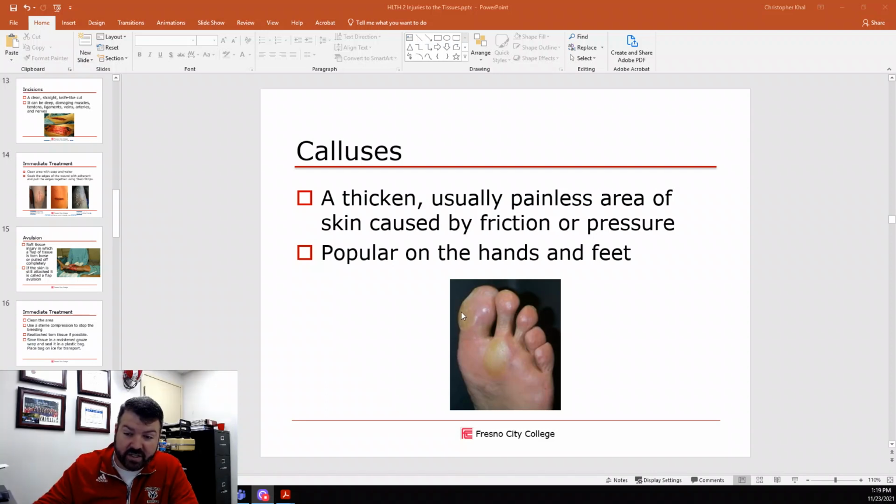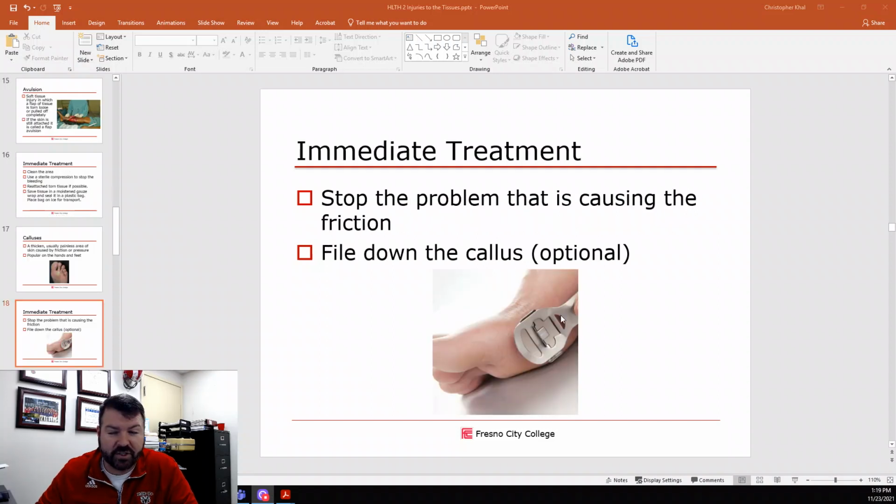The first thing you want to do is get rid of the cause of the friction. And you can file them down or cut them down. This is a callus shaver. You can buy one pretty much anywhere. There is a blade on there, and you just rub it over the area where the callus is. Take off only the hard skin, don't leave the softer skin in there. You don't have to go really hard. It's really quick and easy.